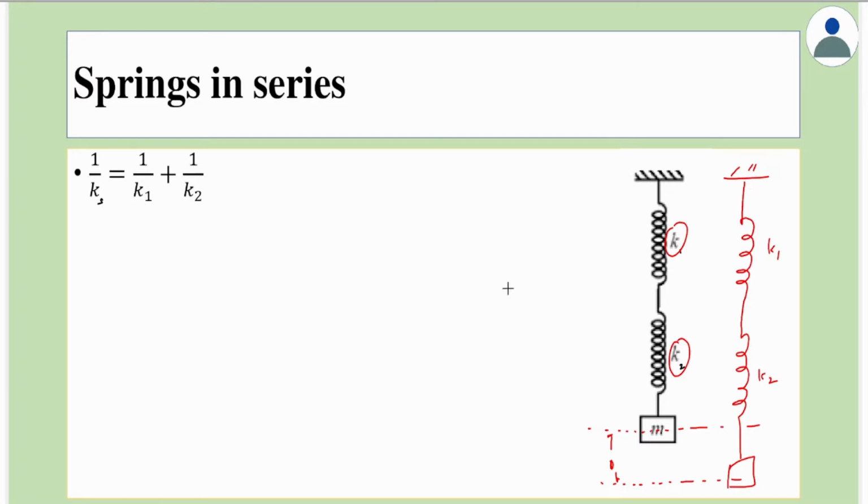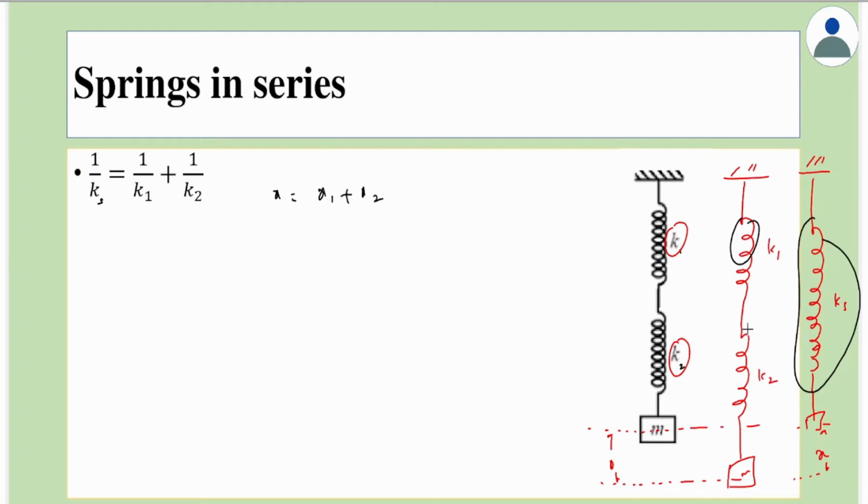Now in this case, if we try to replace these two by a single spring, so that even that single spring, when present here, will have the same extension. Which means when we put the same mass m to the single spring of constant K suffix s, even this will have the same extension x. So the extension x is equal to x1 plus x2, that is, the extension in a single spring is the same as the extension in both the springs together.